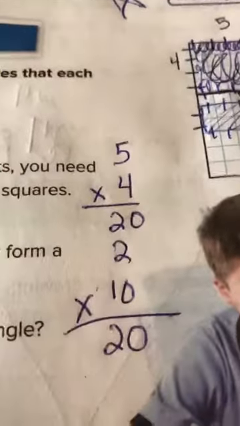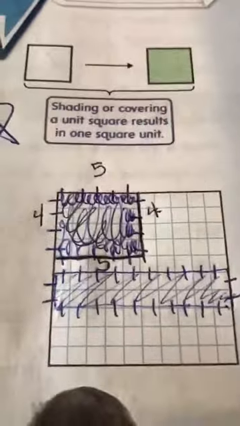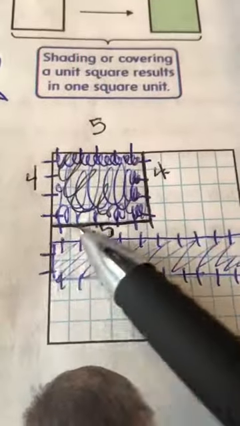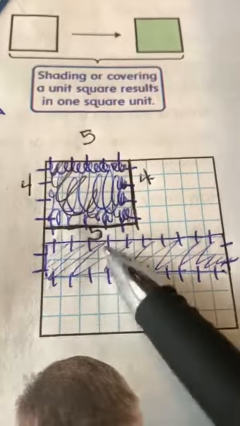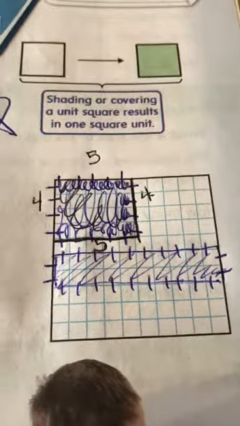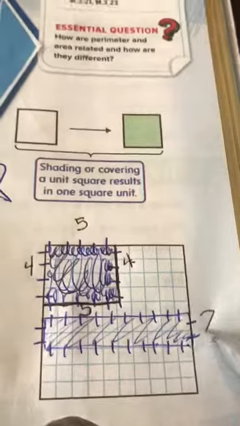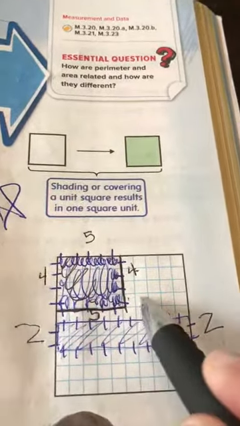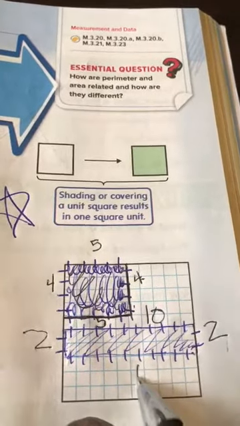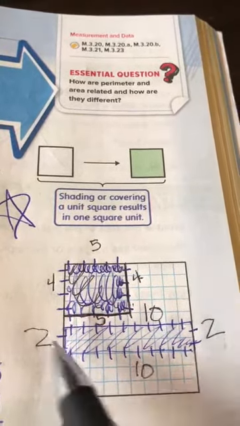Now it wants us to make a different one that's going to be 20 unit squares. So my next problem I came up with is that 2 times 10 is 20. So I went back up here and I went down 2 and over 10 and made my rectangle, shaded it in. Then when I go to find my perimeter, I know that this side is 2, this side is 2, up here at the top is 10, down here at the bottom is 10, and when I add that all up, it is 24 units.